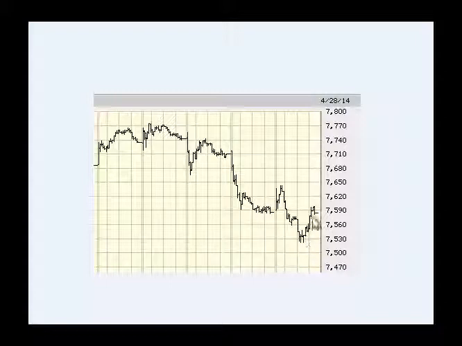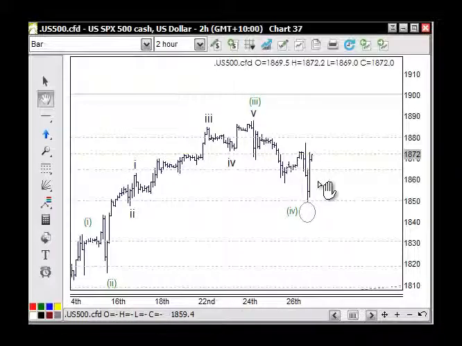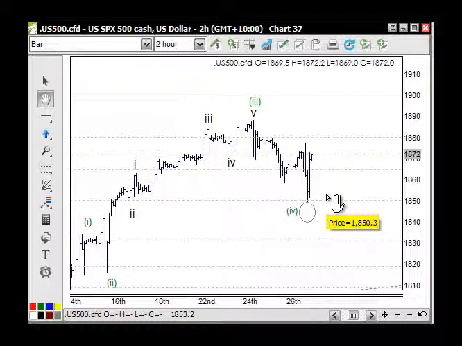So from the high, we have a very clear 5-wave structure to the downside. In this case, we would look for an A, a B and a C back up, and then moving down further. So it's something that we really need to be aware of when working with the S&P 500 and the Dow Jones as well. The Dow Jones is exactly the same pattern on the cash as the S&P 500.